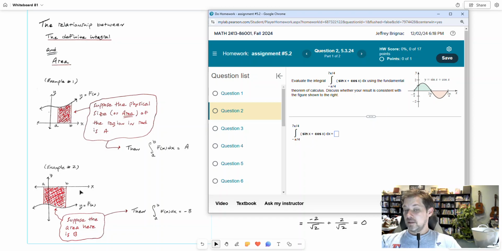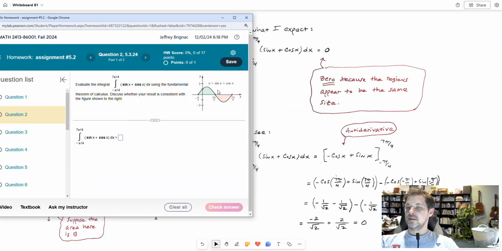I could break it up into these cases, though. I could take negative pi over 4 to this point where it crosses over, 3 pi over 4, and solve that integral. And then I could take the graph from 3 pi over 4 to 7 pi over 4, and add them together. We can do that with definite integrals. But if I did that, this region, which you see faintly in green, and this region, which is maybe a light orange, seem to be the same size.